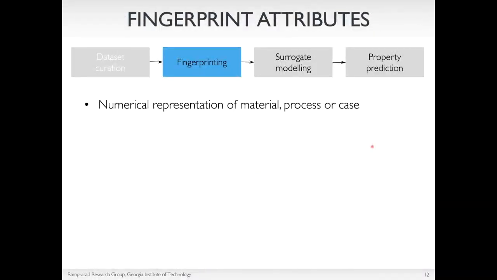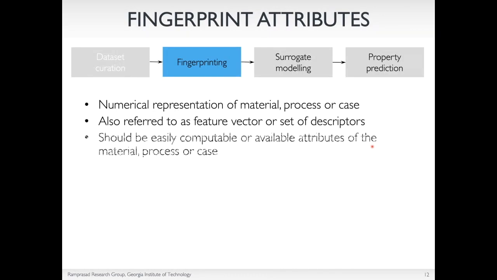Okay, so here are some rules that we generally adopt. There is no magic bullet. There is no silver bullet. There is no easy answer to the question of how we go about fingerprinting. There are some ideas. Numerical fingerprinting is the numerical representation of a material, process, or case, also referred to as a feature vector or set of descriptors.